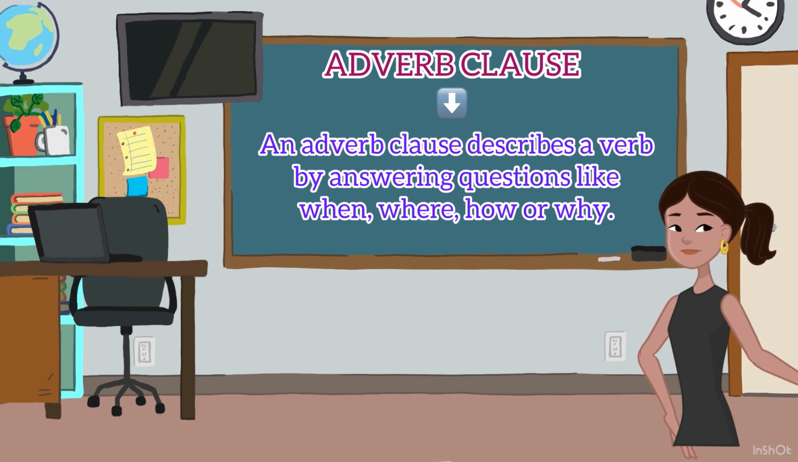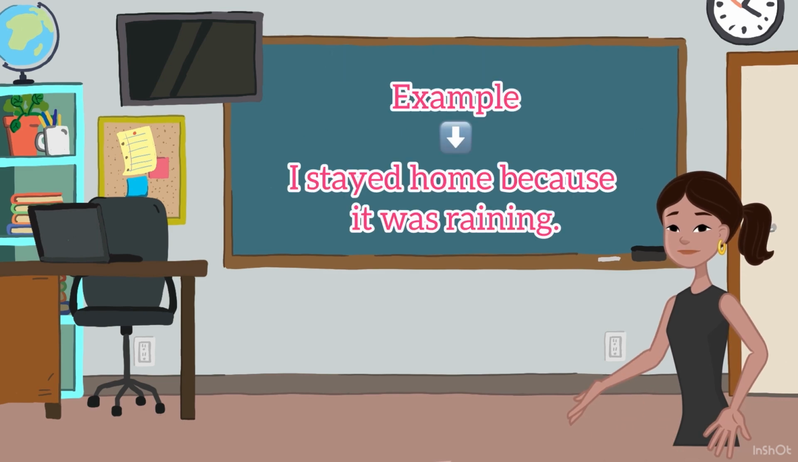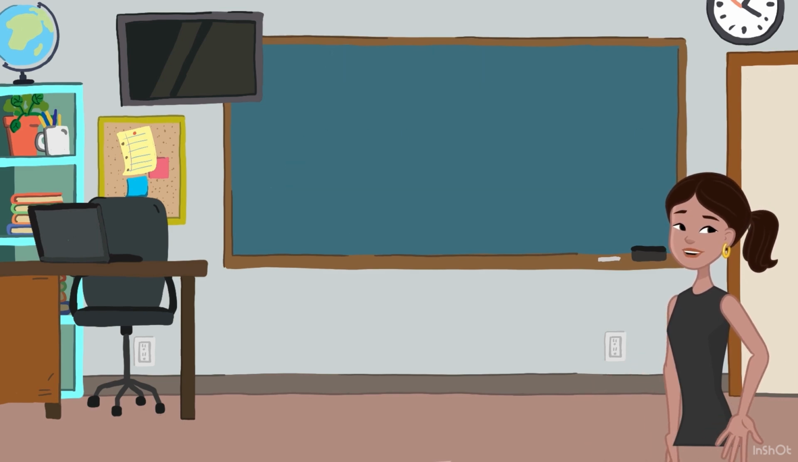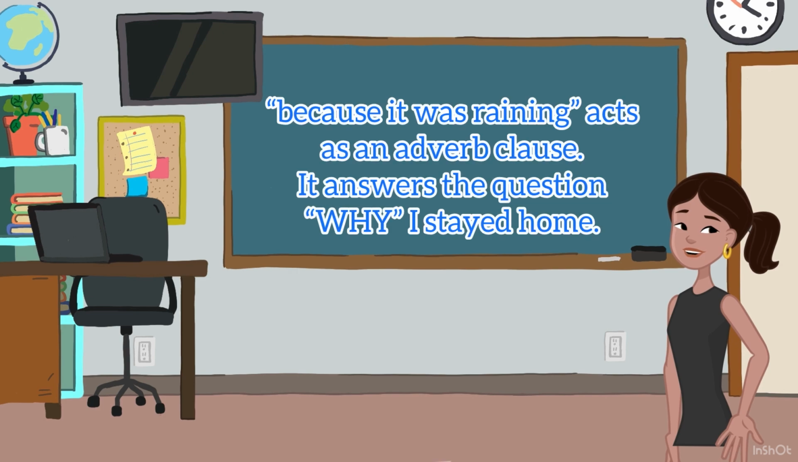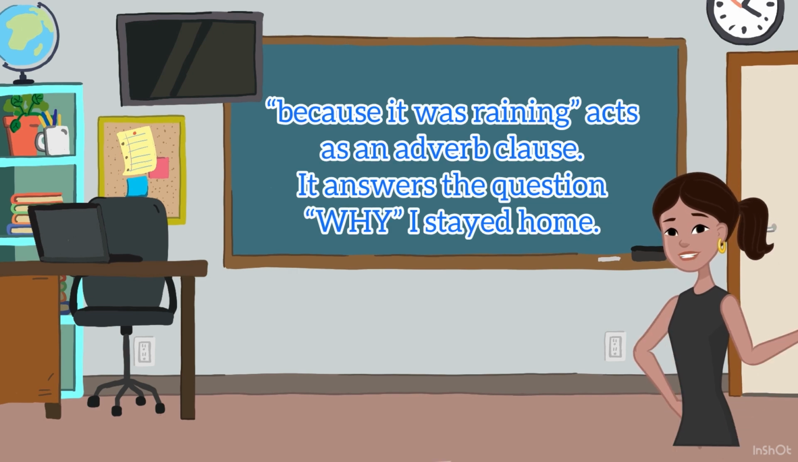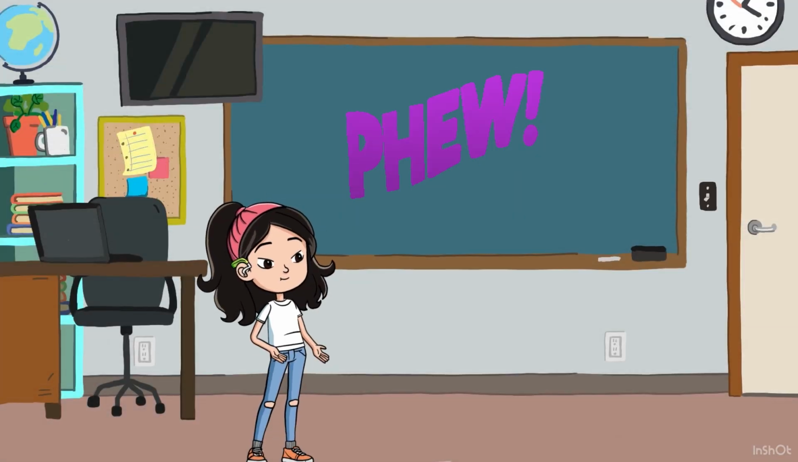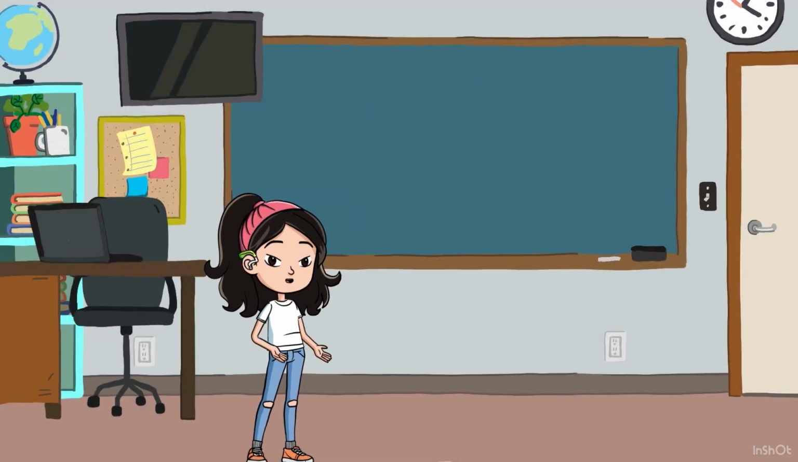Now, the last type is your adverb clause, which tells us when, where, why, or how of a verb. For example, I stayed home because it was raining. Now, the part because it was raining tells us why I stayed home. So, that becomes an adverb clause. Phew! Finally, the three types are over.